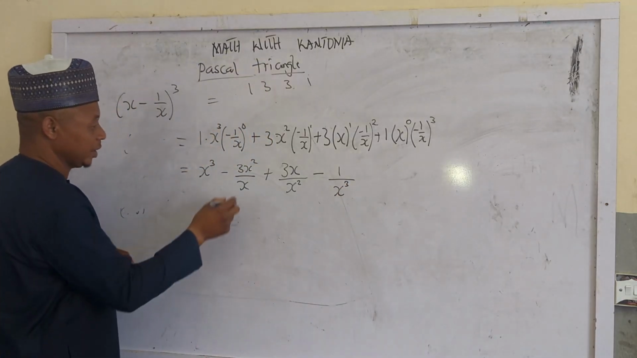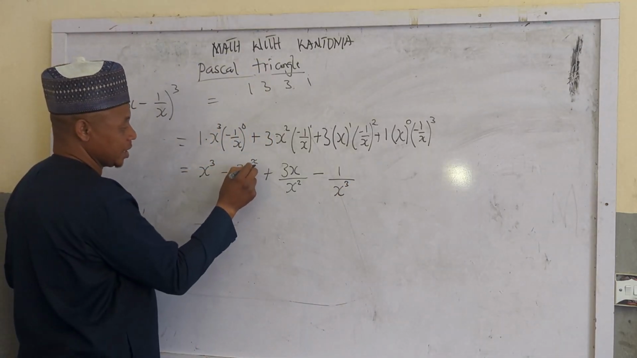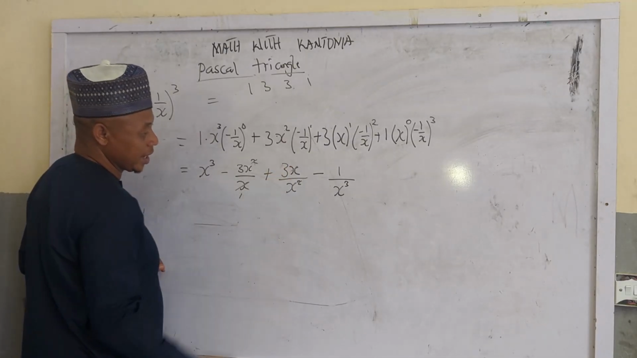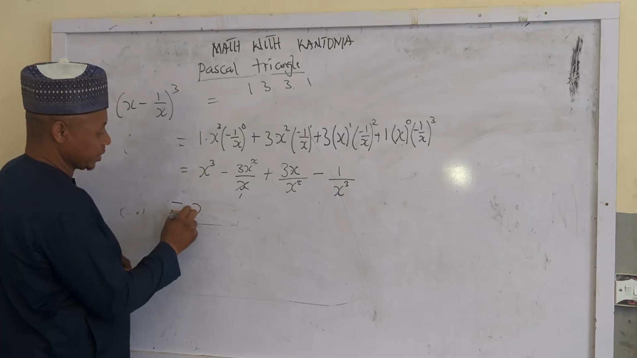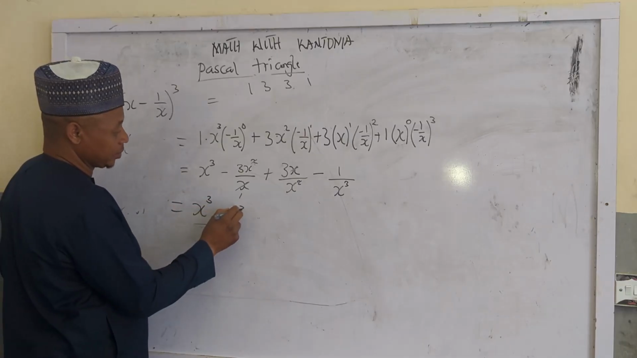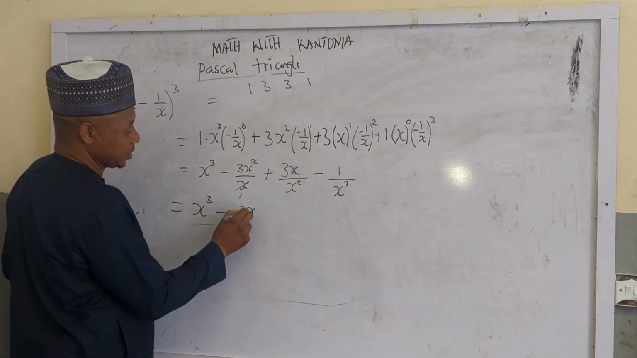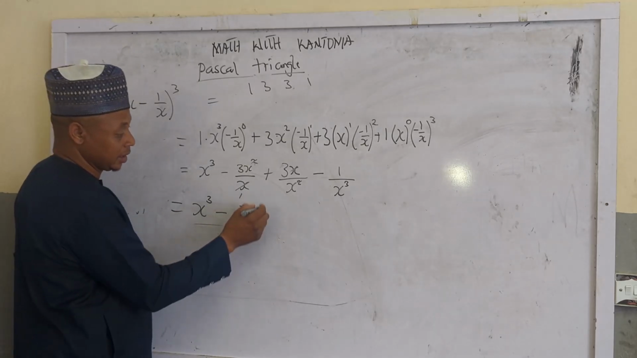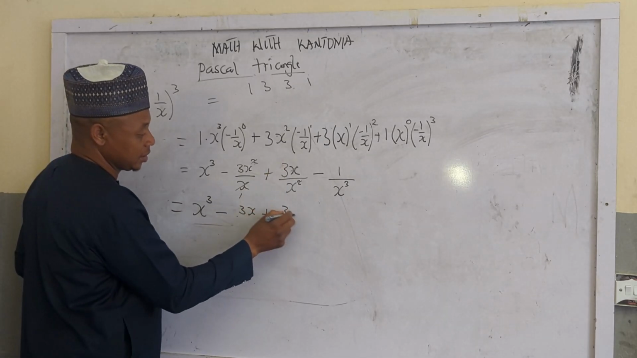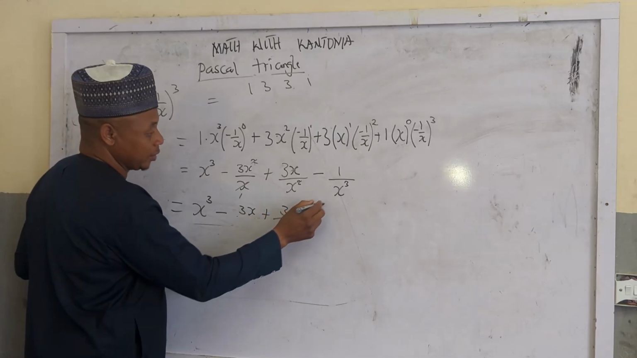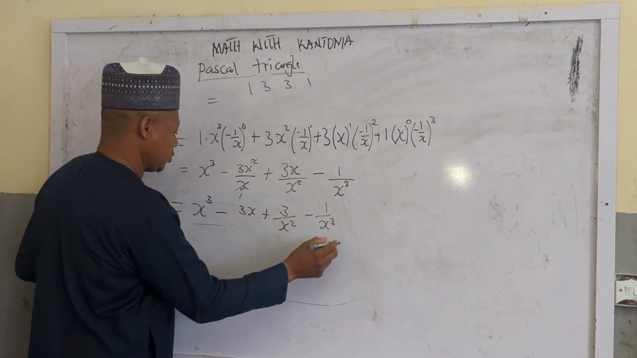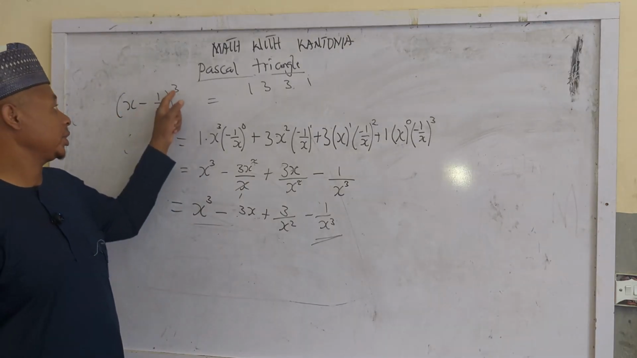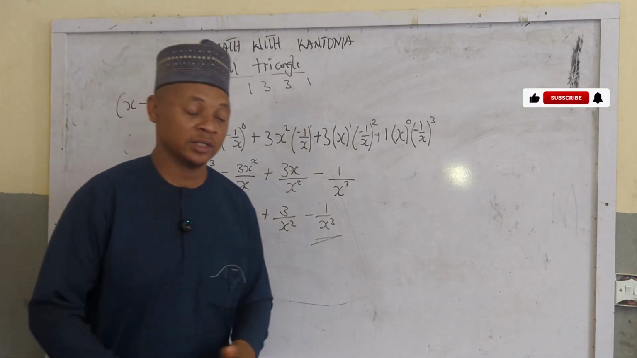So we can simplify further. The x here will reduce the x here. So this will give us x raised to the power of 3 minus 3x over 1, which is the same thing as 3x. Then I have plus 3 over x squared minus 1 over x cubed. So now this is the value when we expand this bracket with respect to power 3 using the Pascal triangle.